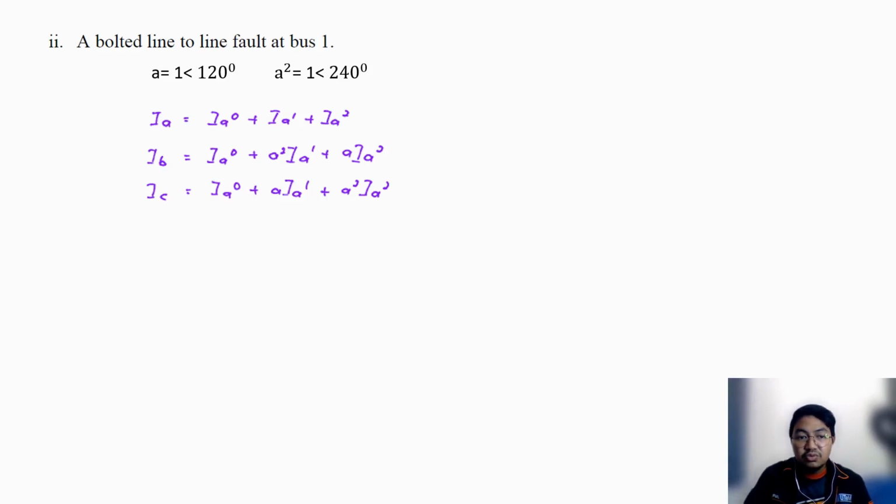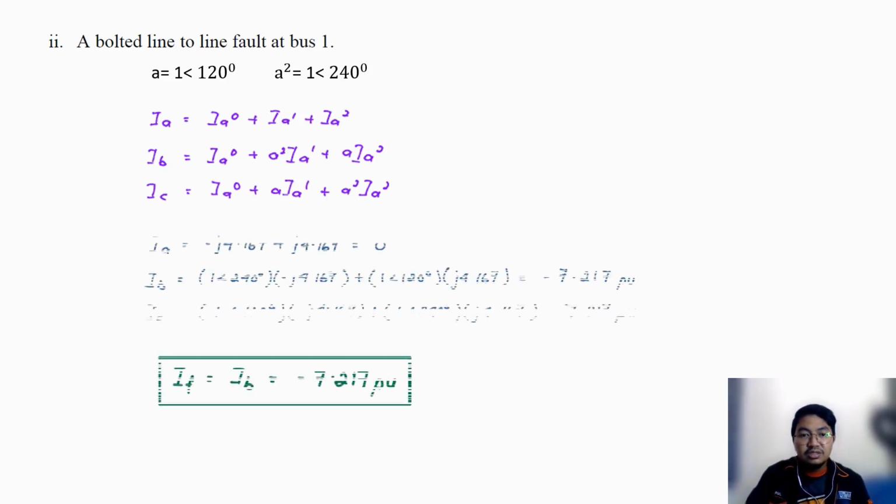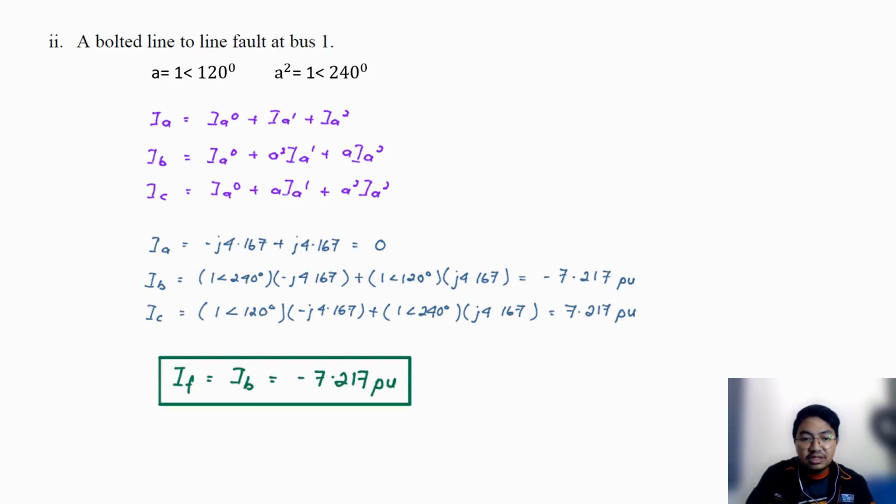So A is equal to 1 with the angle of 120 degrees and A square is equal to 1 with the angle of 240 degrees. So we just substitute the values from IA0, IA1 and IA2 in the previous slide into this equation. Same goes for the values of A and A square in the equation of IA, IB and IC. So the answer for IA is equal to 0, IB is equal to negative 7.217 per unit and IC is equal to 7.217 per unit.